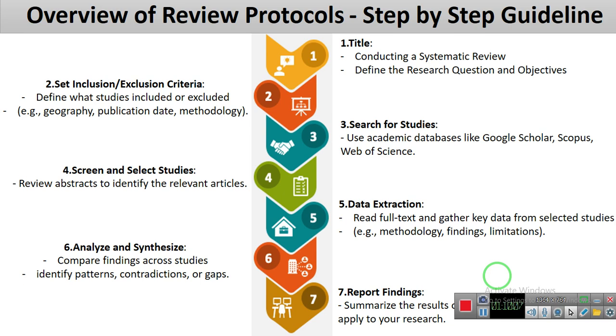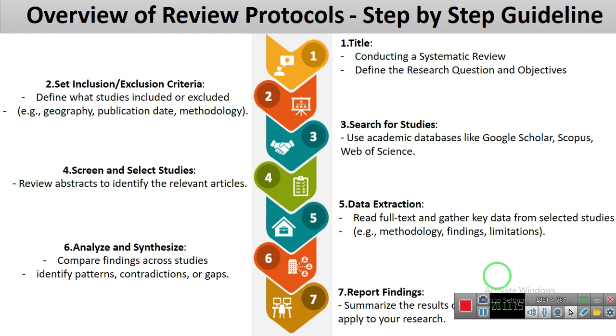In the next step, we have screen and select studies. So here we have identified our papers, and right now we have to screen them. How should we screen them? We can review the titles and the abstracts of papers in order to identify the most relevant articles. Suppose that in our first search we have discovered 1,000 papers. Is it logical to read the full text of all 1,000 papers? Of course not. You can simply screen the title, and if needed, you can screen the abstracts in order to include or exclude related papers.